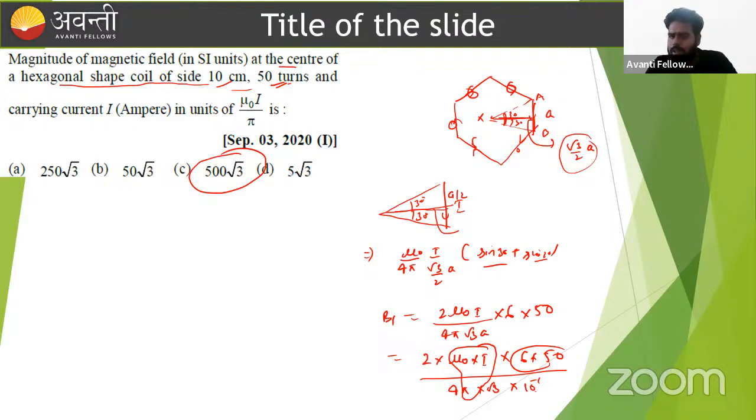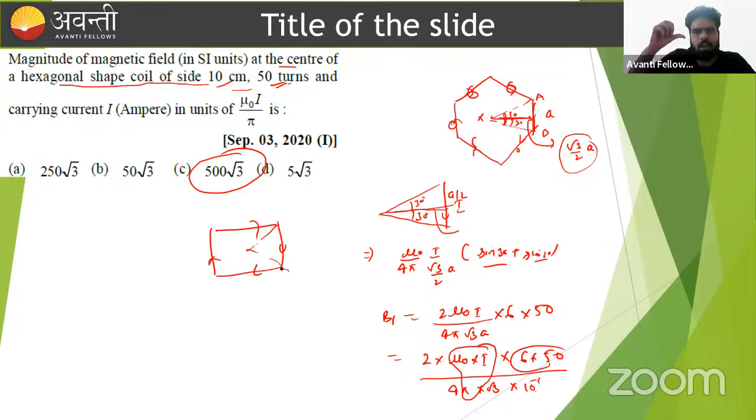There is a simple calculation, and this is the concept. Such type of question is also asked. A square coil is given and we have to calculate the magnetic field at center. What we have to do is find the magnetic field due to one finite wire and multiply by 4. I hope this is clear.